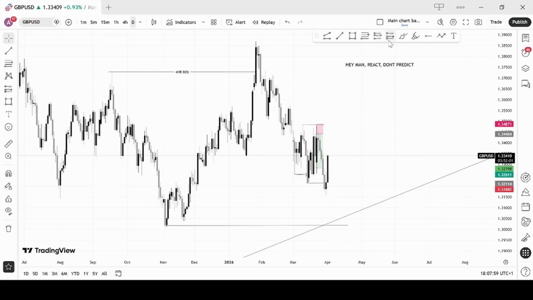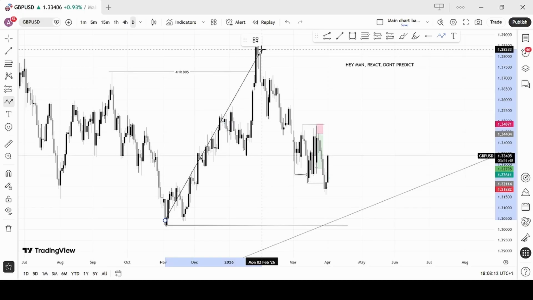So I normally use 3 time frames for my trading. I use my daily time frame as my higher time frame, and then I use 4 hours time frame as my medium time frame, and I use 15 minutes or 1 hour time frame as my lower time frame. So as you can see on the chart, GBP USD just breaks structure to the upside, meaning that in my higher time frame, GBP USD is bullish.